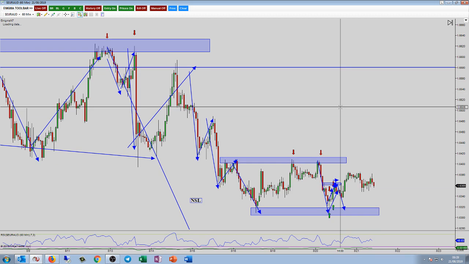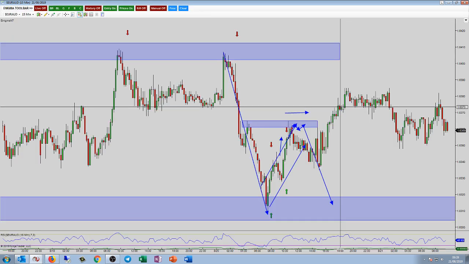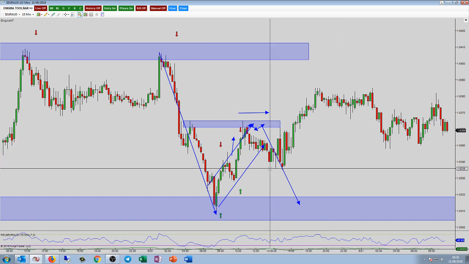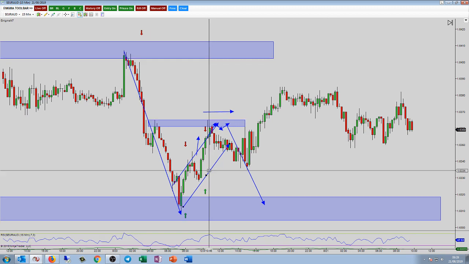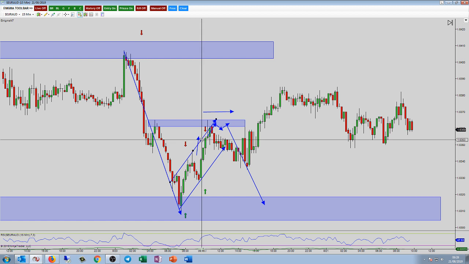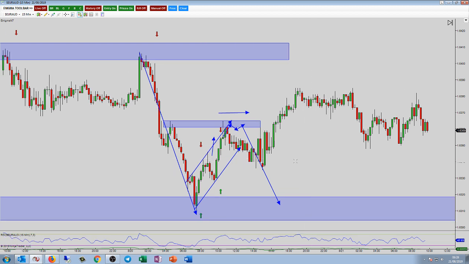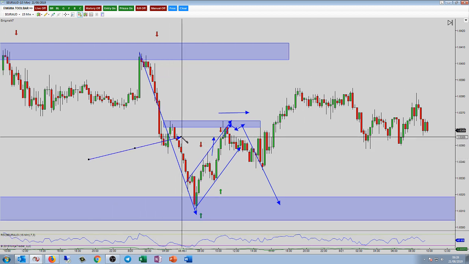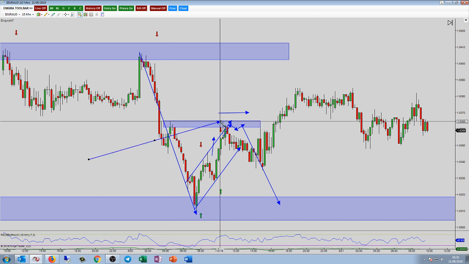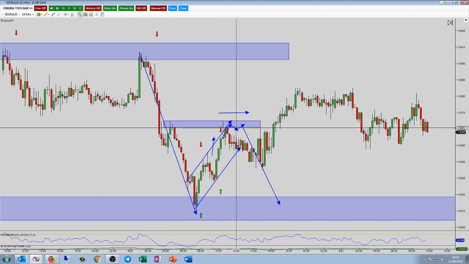Again, if you do have anything, just let me know, and I'll quite happily stop and do the full top-down analysis. Here on the 15, we did speak about this potential flag pattern, and you can see it did come into this area here. You saw, let me just delete some of this off.